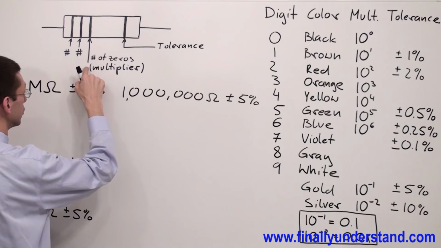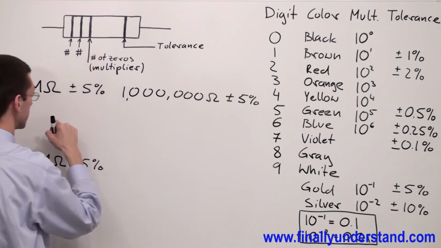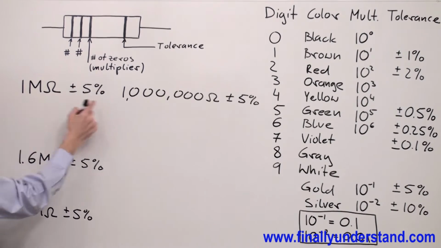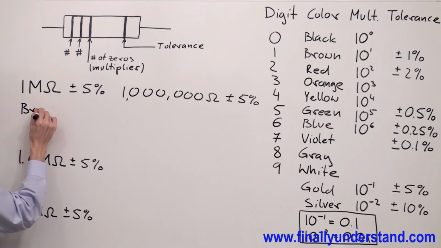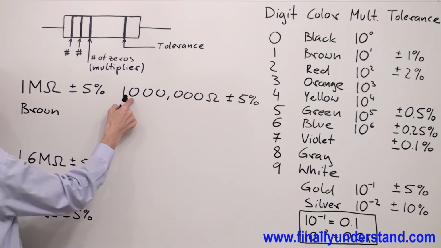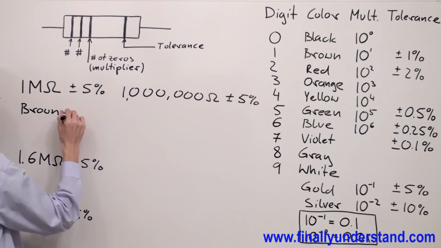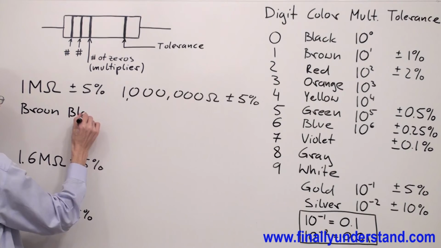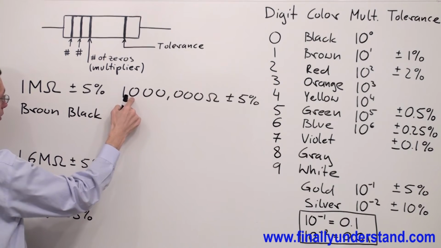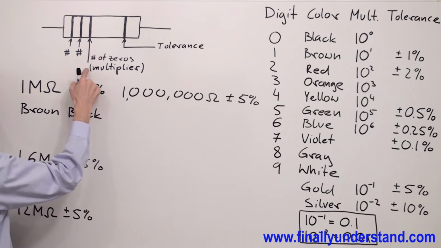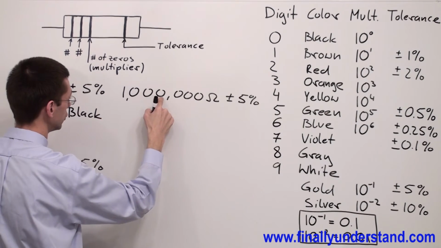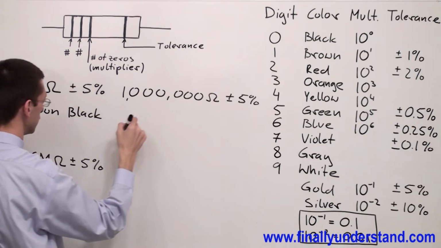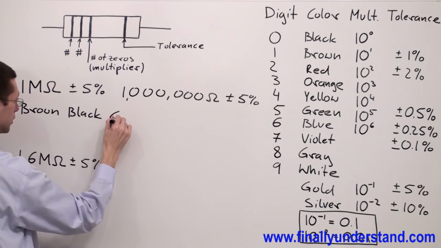The third band represents the number of zeros. That's why I'm going to have 1, which is brown. The second band is going to be black, because I have 0 here. And the third band represents the number of zeros. How many zeros do I have? 1, 2, 3, 4, 5. That's why I'm going to write over here green.